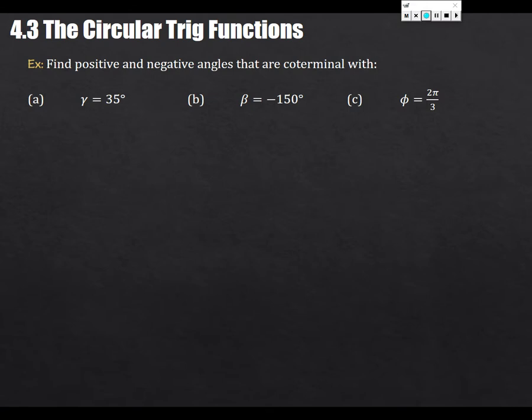So get the first one. You might still be working on the third one, I'm sure. Emily, do you have some angles for the first one that work? What are some that are coterminal to 35 degrees? Negative 325. You got another one? Give me a positive one, too.